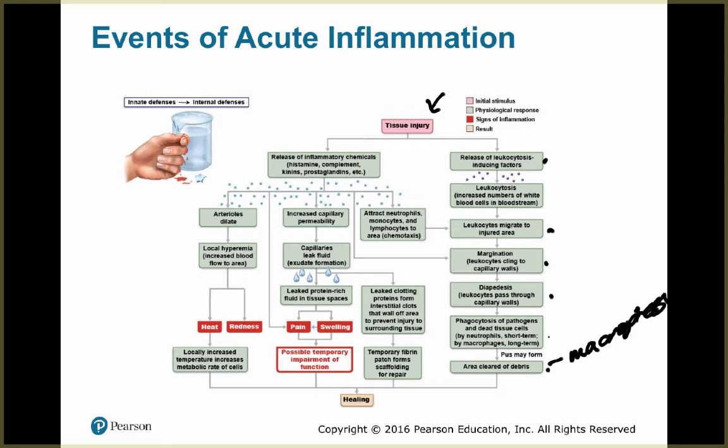Specifically from the monocytes. Now, the second part of this is you have a release of inflammatory chemicals. So if you remember, we had the histamines, the complement, the kinins, and the prostaglandins. They cause the arterioles to dilate, so that it happens for increased blood flow to the area, the hyperemia. It also increases capillary permeability, which means that the capillaries will then become more leaky, exuding fluid, and will leak that fluid into tissue space.